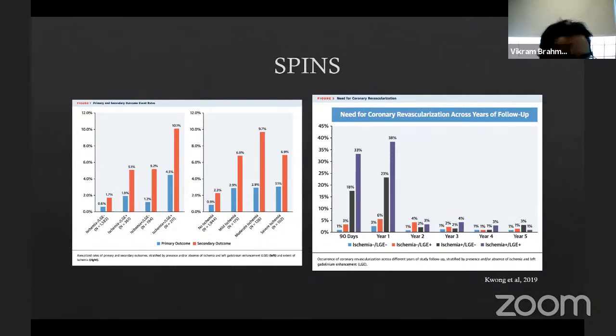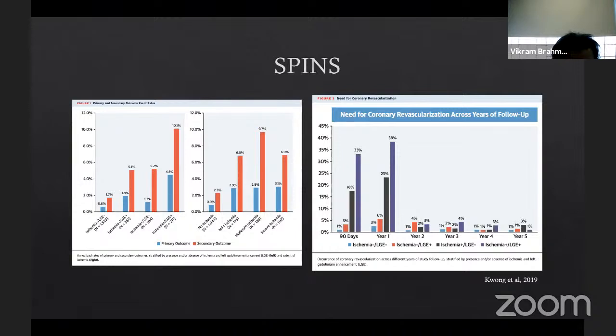And what they found is patients who were ischemia negative and LGE negative, over the whole study follow-up, really had a low annualized event rate of under 1%. And then conversely, if you look at the LGE positive ischemia positive group, they had a 4-fold higher rate for the primary outcome and a greater than 10-fold rate of revascularization within the first year.